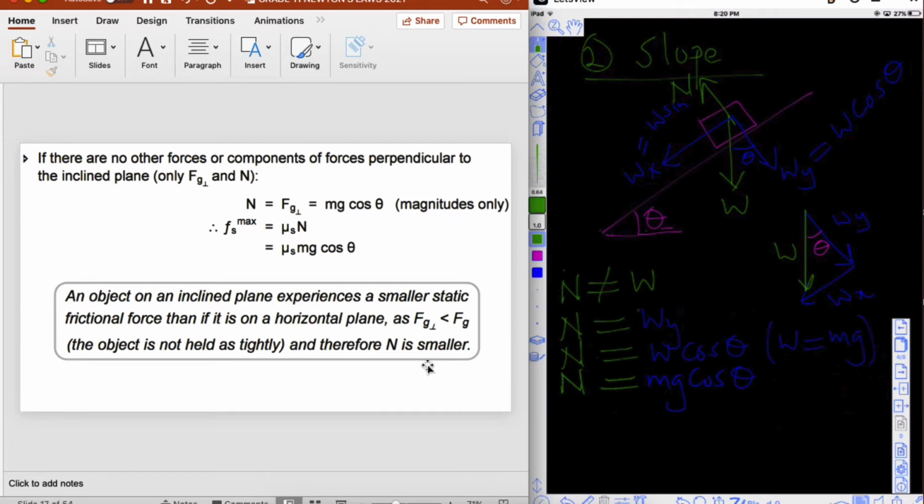And since we know that the maximum static frictional force is the coefficient of friction times the normal force, this implies that our maximum static frictional force becomes equal to the coefficient of static friction times mg cos theta. That will be our equation to calculate the maximum static frictional force whenever an object is on a slope.